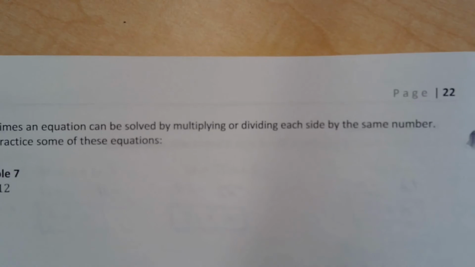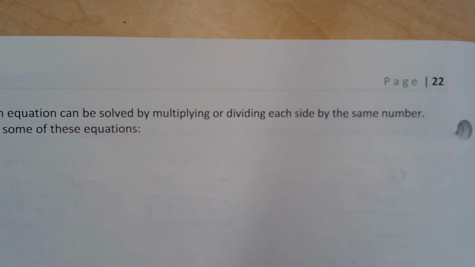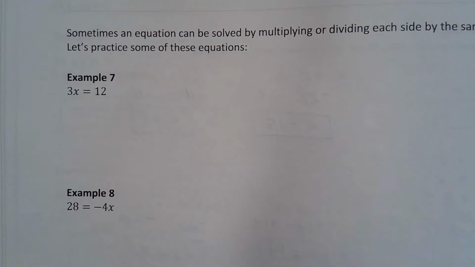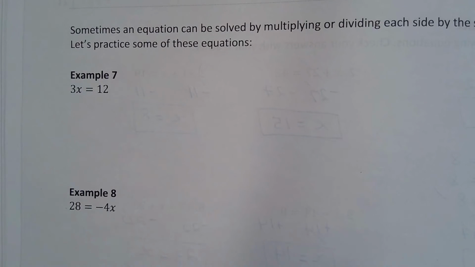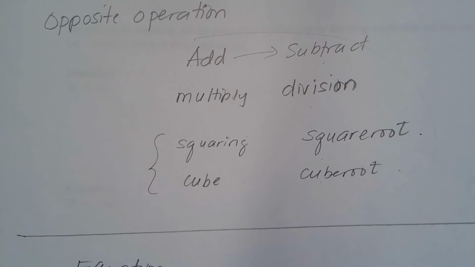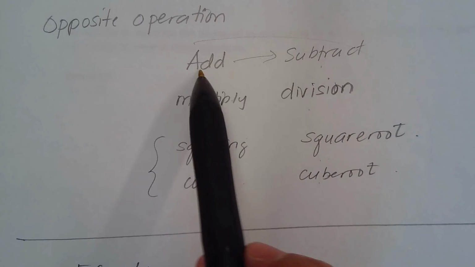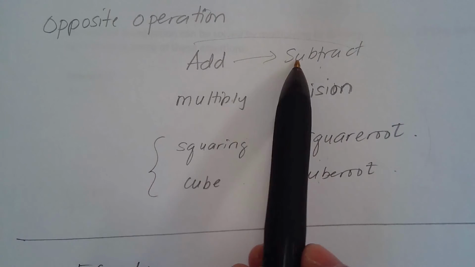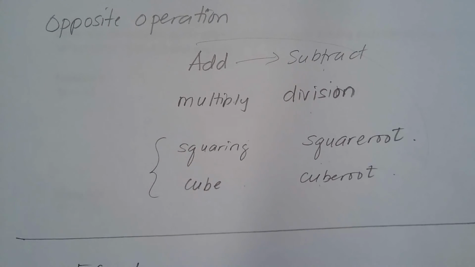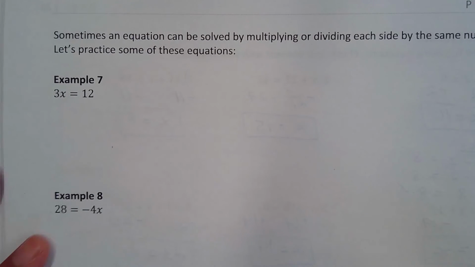Any other questions about that? We're now on page 22 in our book. Yesterday when we first introduced this, we said that to solve for x, we have to do the opposite operation, right? We saw a lot of these yesterday and today, adding and subtracting. We haven't quite seen multiply and divide yet. That's what we're going to do right now.